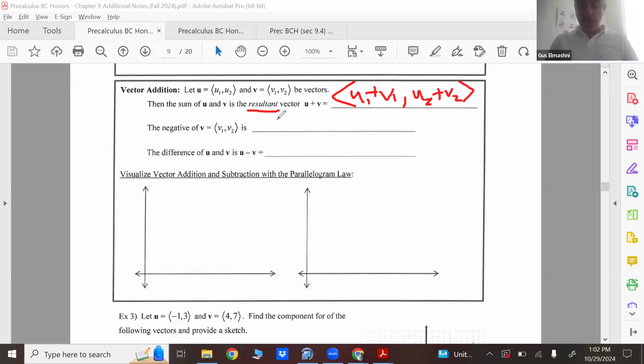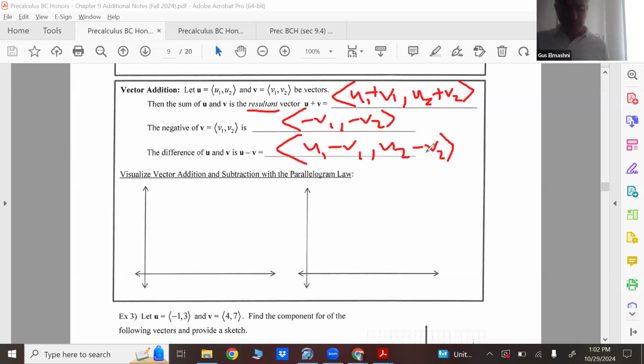The negative of it just goes in the opposite direction, right? Everything reverses. The difference, same thing, just subtract the two, right? The arithmetic is incredibly easy here. But trust me, vectors can get a little wild as you get deeper with them down the road.